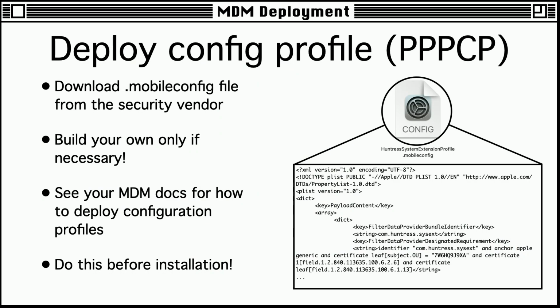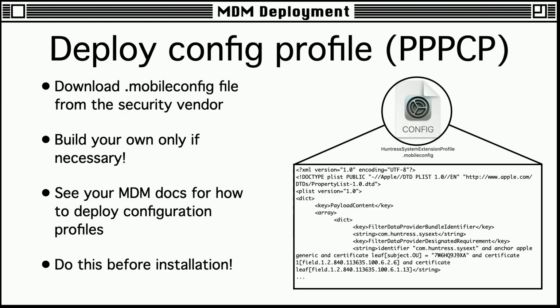So now let's talk about the better way to do it. This is what I try to encourage everybody to do. If you don't have an MDM, you really need one for macOS. It's almost not a viable option to not have one. So first thing you have to do is you want to deploy what's called a PPPCP. That stands for Privacy Preferences Policy Control Profile. That's a mouthful. That's why we like to abbreviate that.